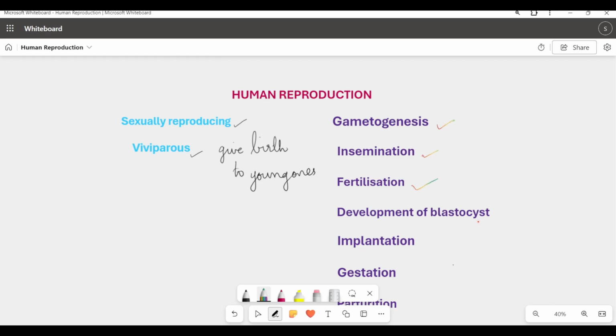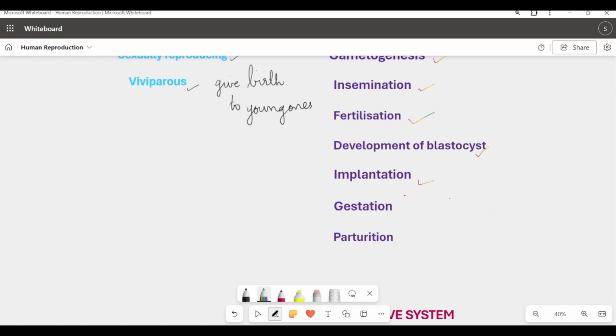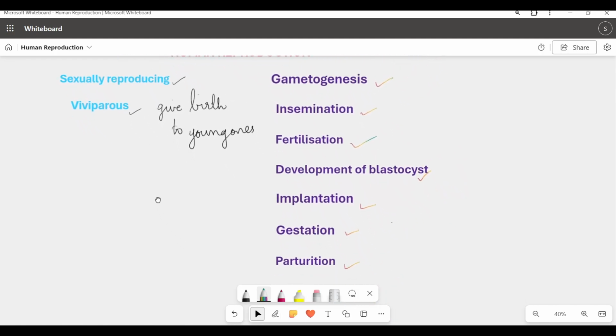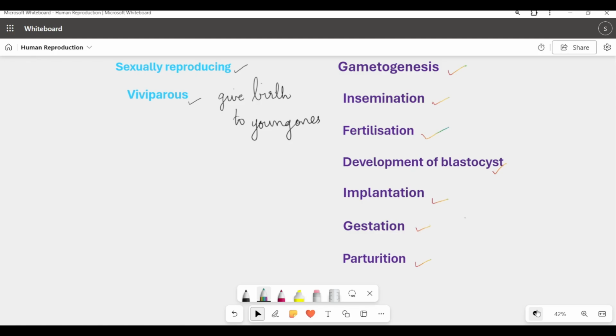Then they develop into blastocysts. The blastocysts get implanted into the uterus of the female body. Gestation is a period where the embryo gets implanted and the fetus starts developing. The period of pregnancy is called gestation. And finally, the parturition. Parturition is nothing but childbirth or delivery. So these are the events that happen during the sexual reproduction in human. Now let us move on to the male reproductive system.